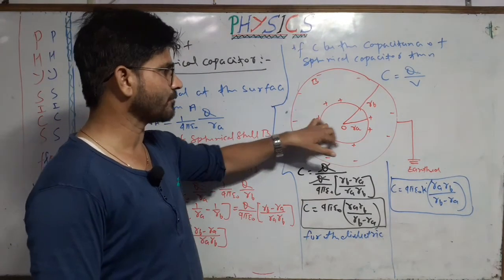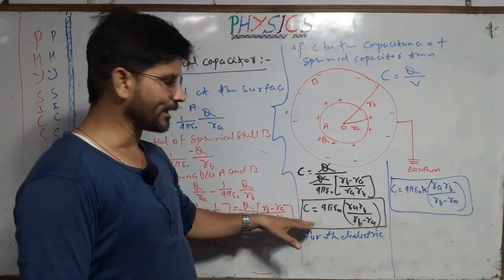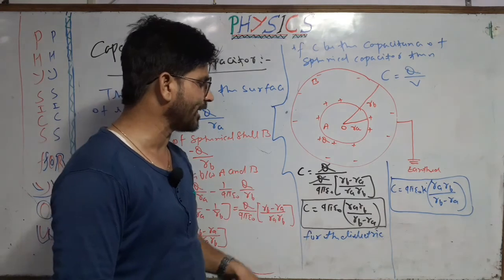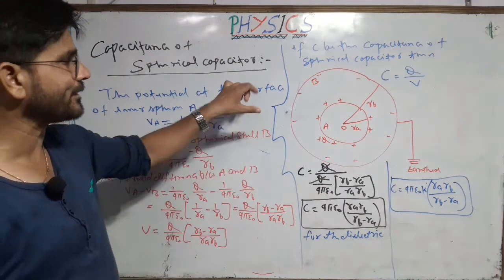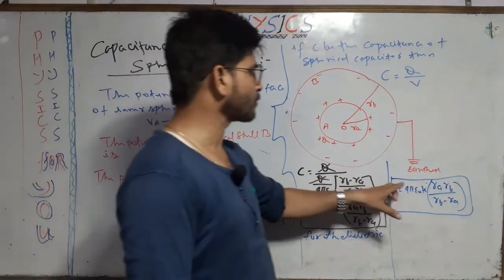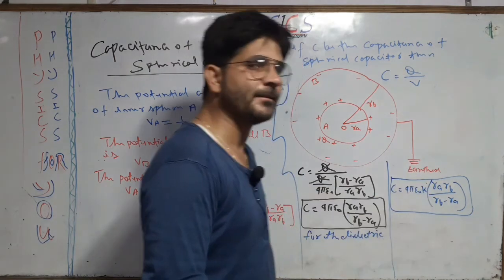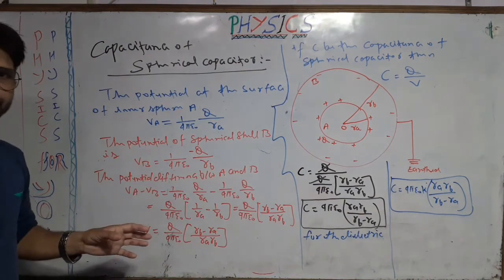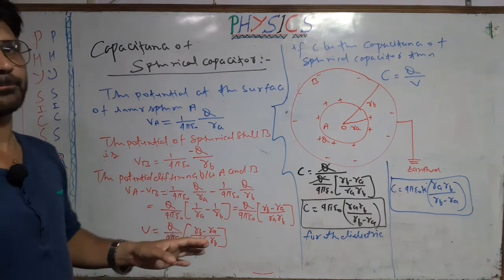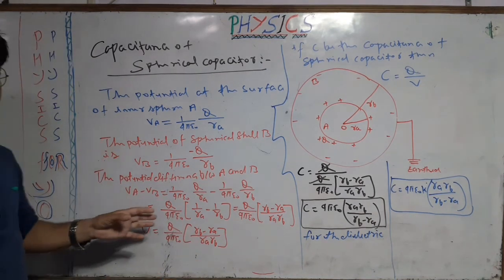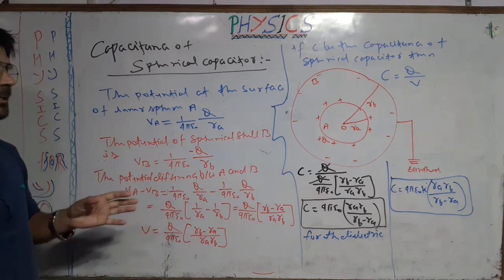If there is air or vacuum between the sphere and the spherical shell, then the capacitance is 4 pi epsilon naught Ra Rb upon Rb minus Ra. Or if there is a dielectric medium between the plates, then C equals 4 pi epsilon naught K Ra Rb upon Rb minus Ra, where K is the dielectric constant. So this is the expression for the capacitance of a spherical capacitor. You can note down this expression by watching the screen or by playing the video again and again.